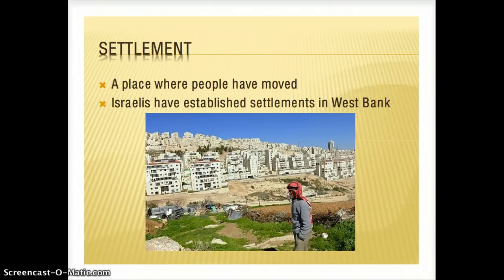Next term, settlement. A settlement, again, can be used in a lot of different contexts, a lot of different ways, a lot of different classes, however you want to put that. A settlement, we understand it as a place where people have moved, so they left their own homeland and moved and settled someplace else. And what's happened over the past 40 years especially is that many Israelis have entered the West Bank and built their own settlements on hilltops. So we see that the West Bank, which a lot of people want to set aside for a Palestinian state, is now dotted all over with dozens of Israeli settlements.